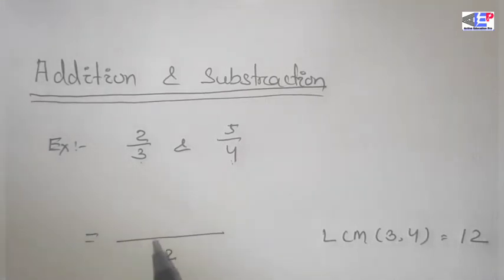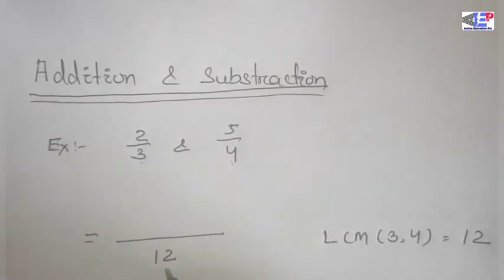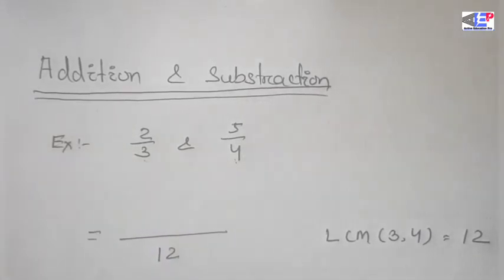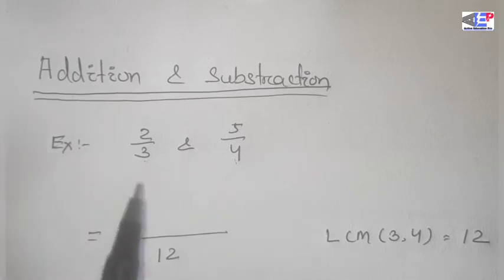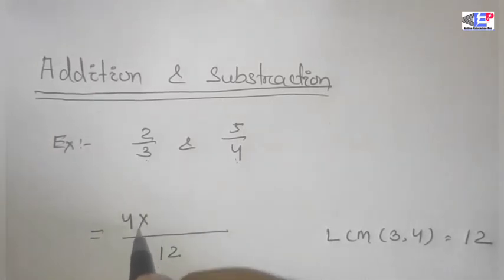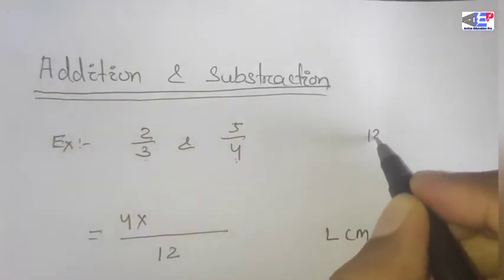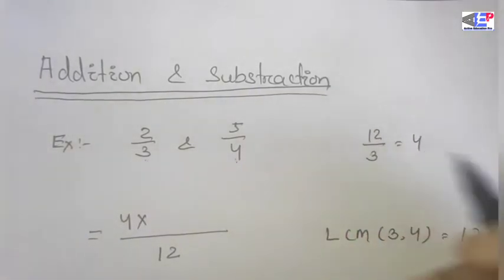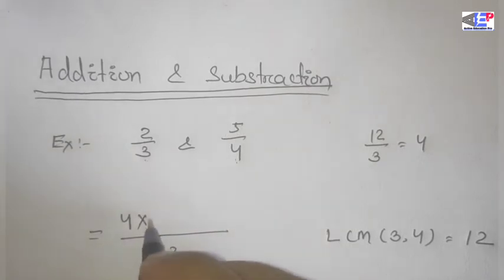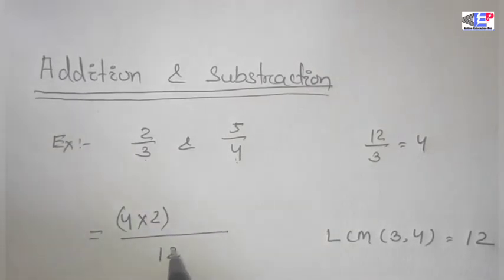Then divide the LCM by the denominator. The first step is to divide the LCM by the denominator. Here the LCM is 12 and the denominator is 3. If you divide 12 by 3, the quotient is 4. Then multiply the quotient with the numerator, meaning 4 into 2.